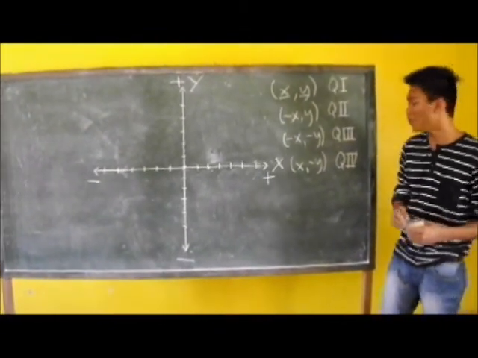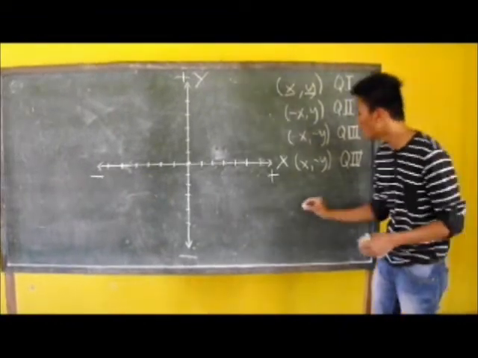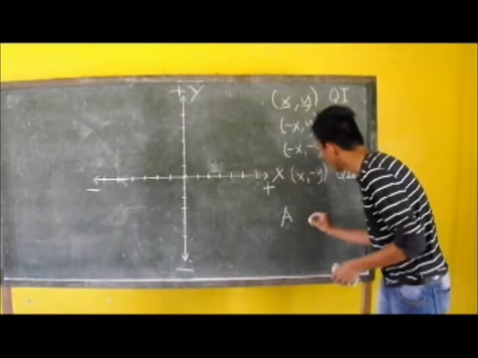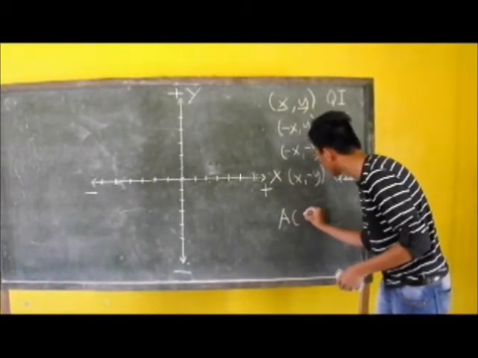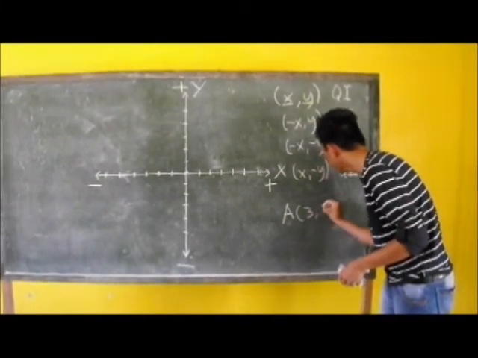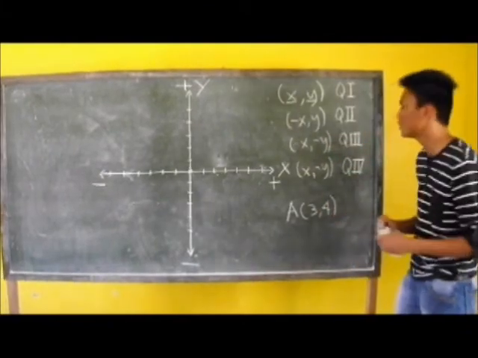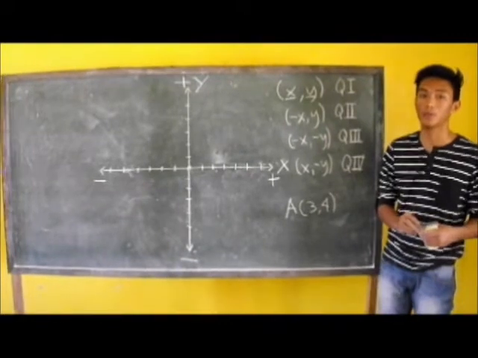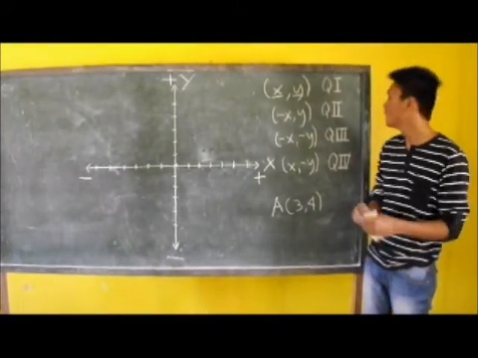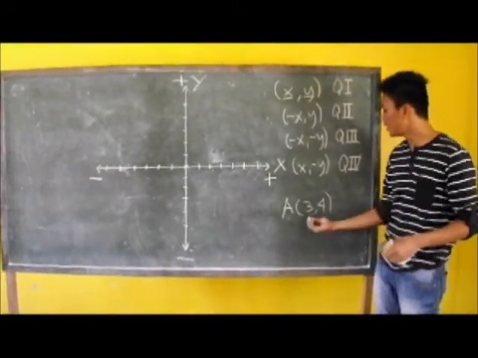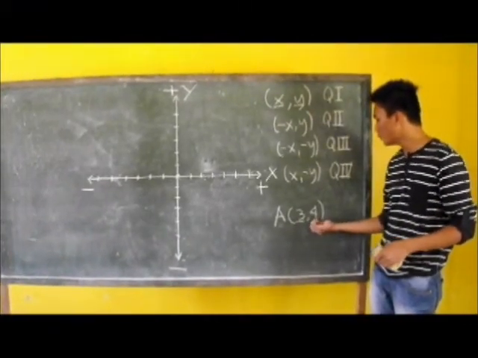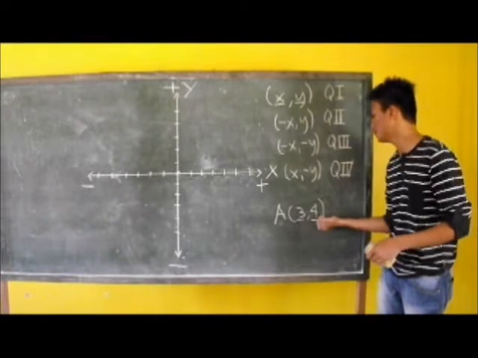Now, we're going to plot points. For example, we're going to plot point A, which has the coordinates of 3 and 4. So, where do you think point A will lie? In quadrant 1, since the value of the x-coordinate is positive and the value of the y-coordinate is positive.